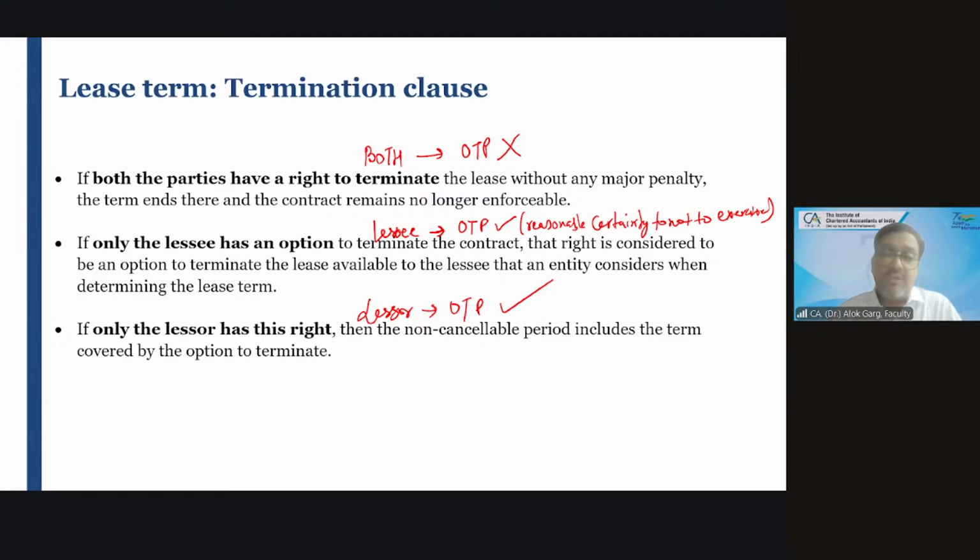If both the parties have a right to terminate the lease without any major penalty, then the optional termination period should not be taken into consideration in the lease term, because both the parties have a right to terminate. If only the lessee has the option to terminate the lease, then what will you do?